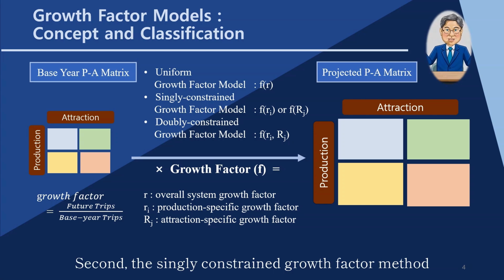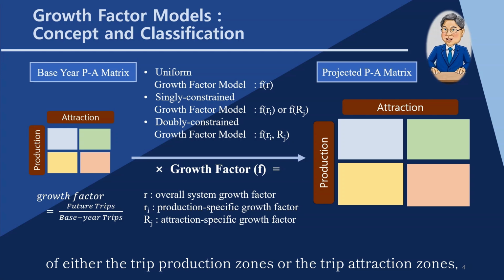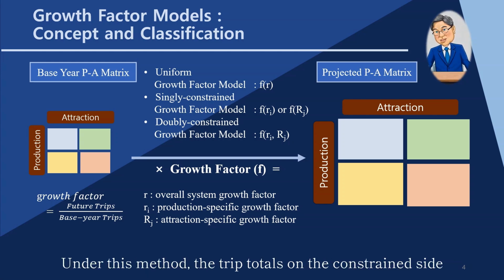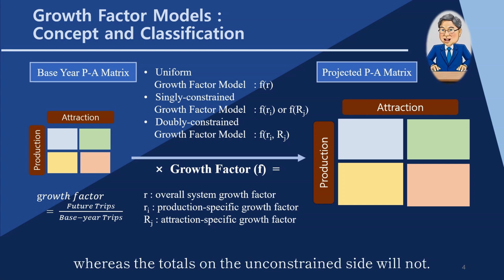Second, the singly constrained growth factor method scales future trips based on the zonal growth factors of either the trip production zones or the trip attraction zones, but not both. Under this method, the trip totals on the constrained side will perfectly match the trip generation forecasts, whereas the totals on the unconstrained side will not.